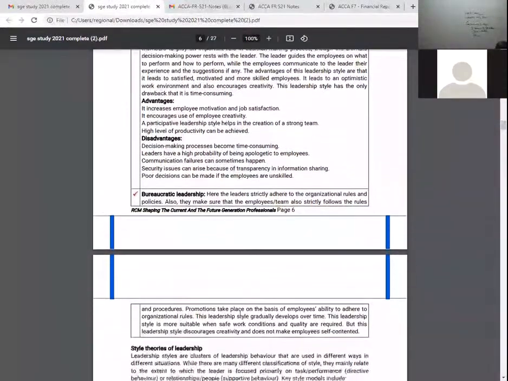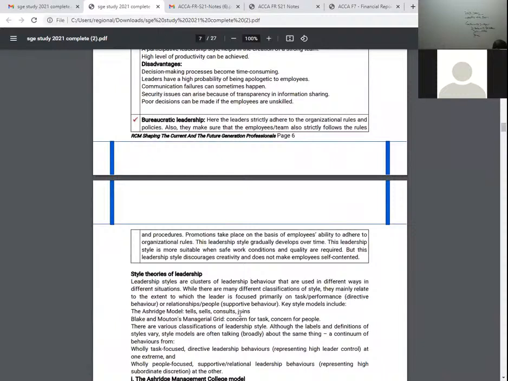Do you guys still remember Max Weber? Do you remember Max Weber, the father of bureaucracy?